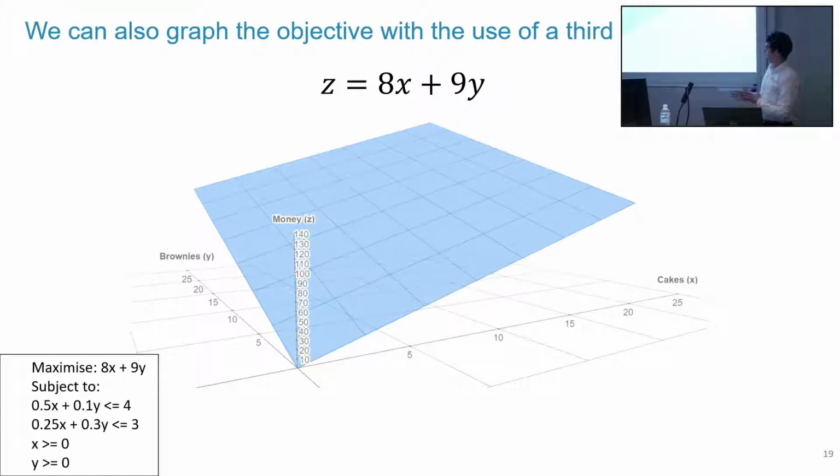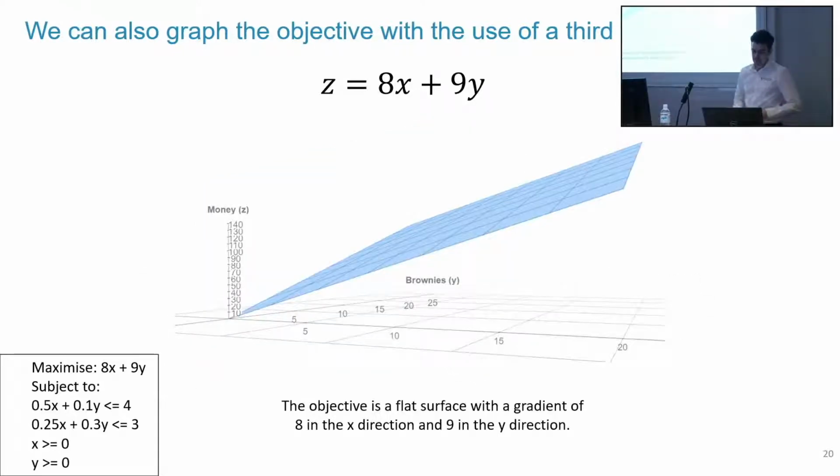And so it's a plane that increases slightly faster heading in the brownie direction. It's got a gradient of 9 with respect to y, than it does in the x direction, where it's got a gradient of 8. So a perfectly flat plane. If I just keep going in the distance, I'll make infinite money, but I'll need infinite ingredients to do that. So again, look at it from the side, very flat. Flatness is very important. It's linear, very important. We'll get to that in a second.